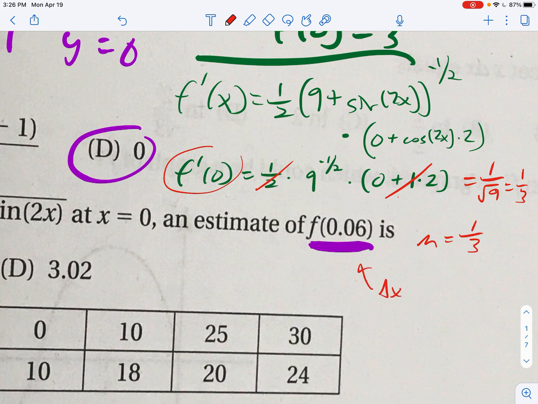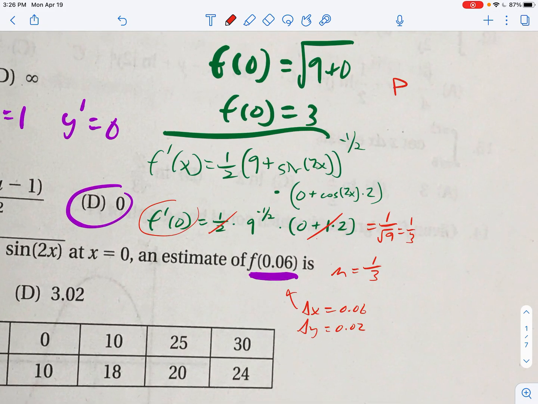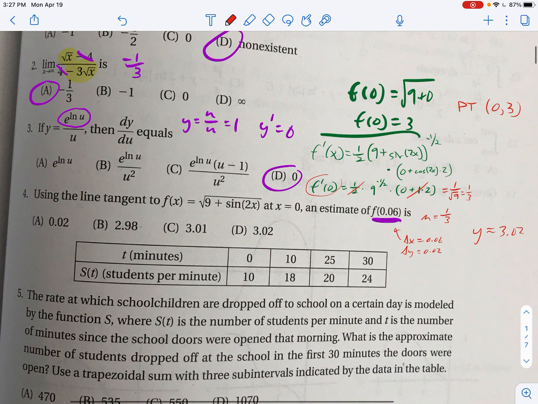So if my change in x is 0.06, my change in y would be 0.02. So you can kind of think that we were at this point 0, 3, and we're following a line with a slope of 1/3. If I go over by 0.06, I go up by 0.02. So my new y value should be around 3.02, which is D.